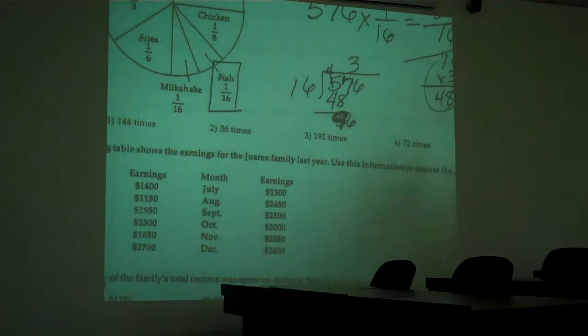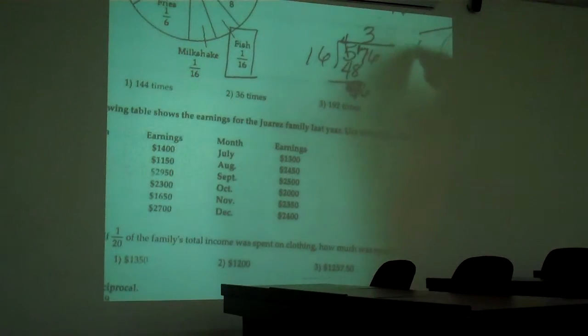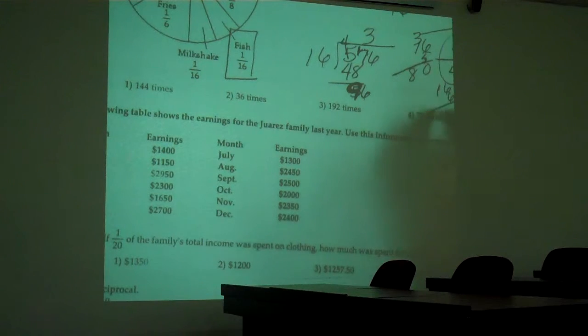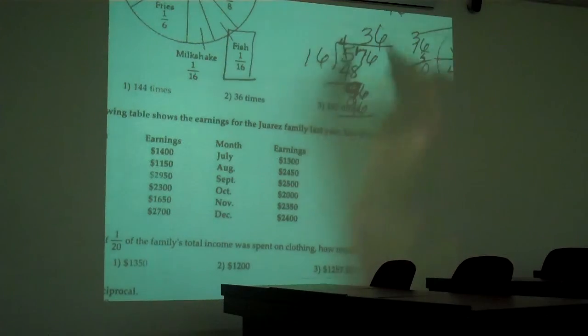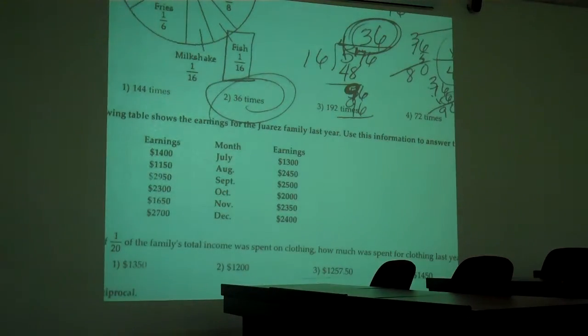Okay, 96 will be more than this, right? That was 4, let's try 5. 6 times 5 is 30. How about 16 times 6? 96. That's the one. So it's times 6 to get 96. So it's 36 times that fish was eaten.